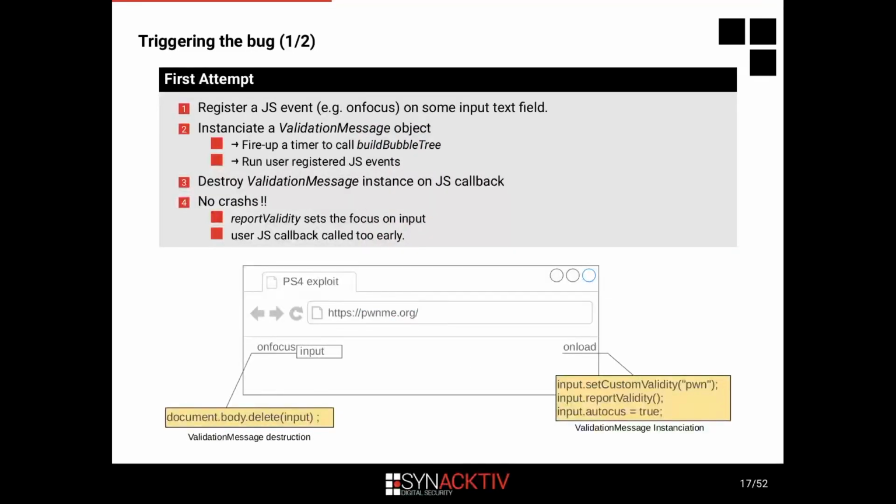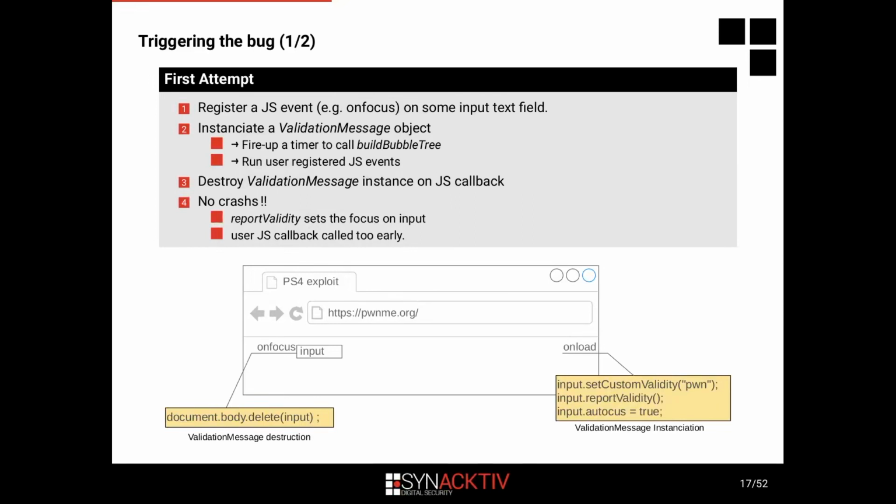Okay, now let's see how we can trigger this bug. The first step is to register a JS event on some input text field. Then the second step is to call report validity on our input text field. Report validity will instantiate our target object, the validation message object, and then in our JS handler we will simply destroy the validation message instance. And then when build bubble tree is called, it will make a call to update the layout, which in turn will call our JS callback. We ran that code, but it didn't crash.